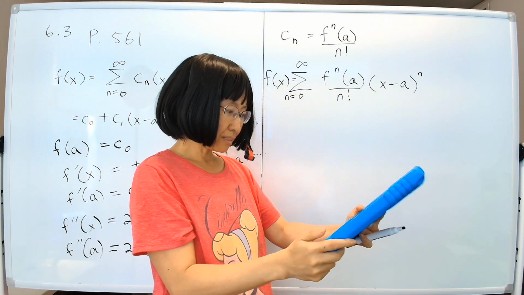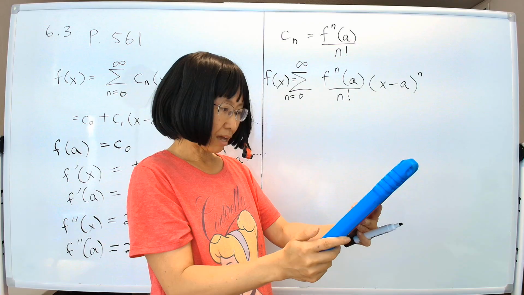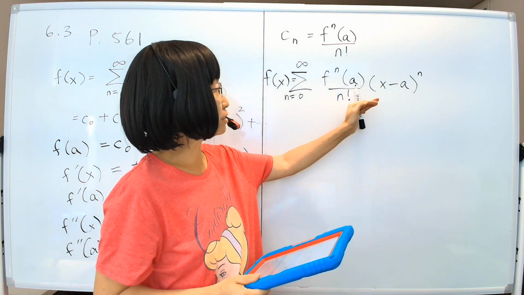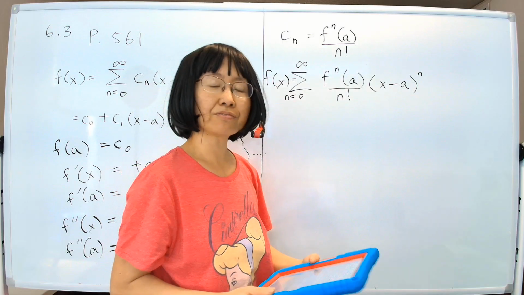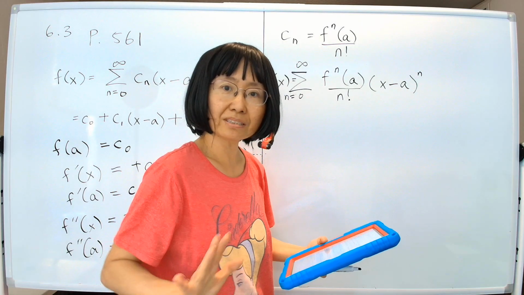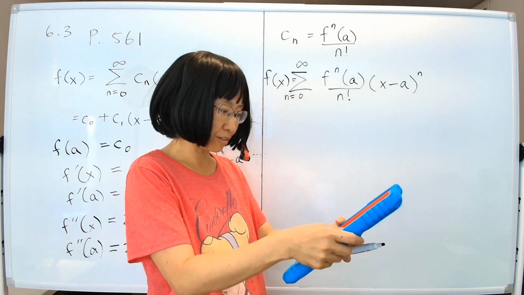Now, I should mention that when a equals 0, the book calls the Taylor series a Maclaurin series. So if you see in the homework they talk about Maclaurin series, it just means the Taylor series at 0.